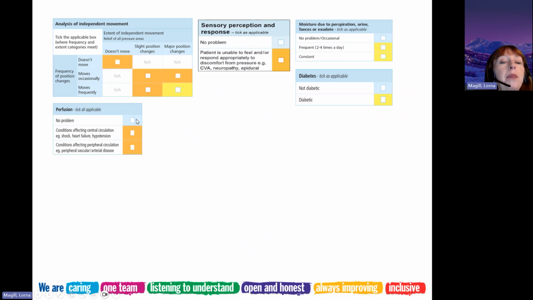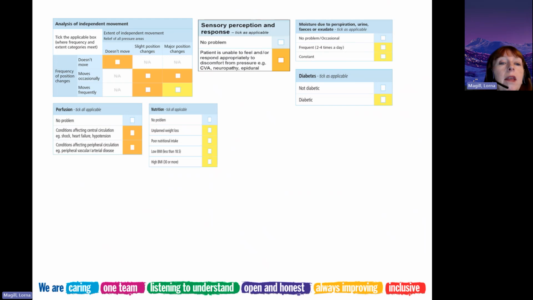With regard to perfusion, a blue box if there is no problem of concern at all. And you will see here that they get an orange box if they have conditions affecting their central circulation, shock, heart failure, hypertension, and an orange box if they have conditions affecting their peripheral circulation, such as peripheral vascular disease. If your patient is nursed in intensive care, perhaps on inotropes, suffering shock and low blood pressure, but they also have a history of peripheral vascular disease, we are still giving them orange boxes indicating that they are at risk of pressure damage.